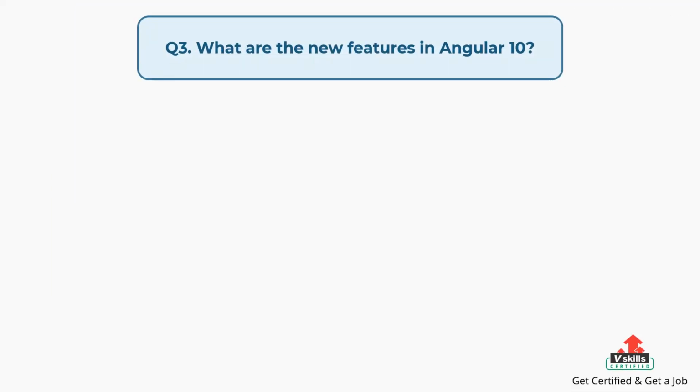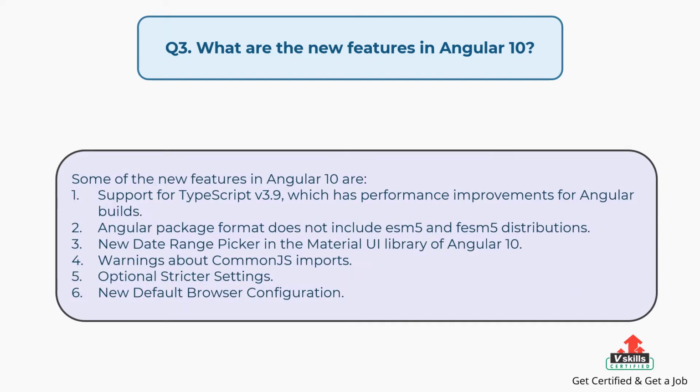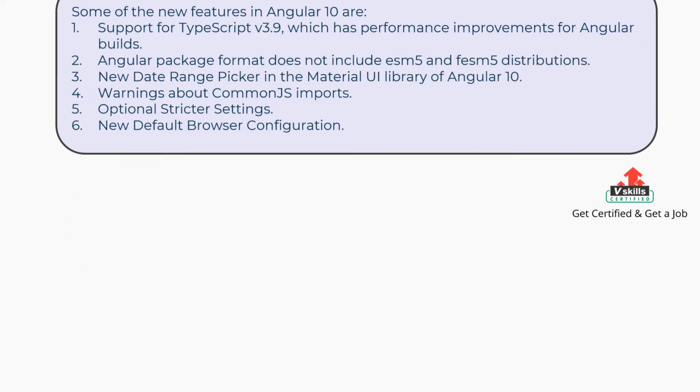Question number 3. What are the new features in Angular 10? The answer is, some of the new features in Angular 10 are: first, support for TypeScript v3.9, which has performance improvements for Angular builds. Second, the Angular package format does not include ESM5 and FESM5 distributions. Third, new date range picker in the Material UI library of Angular 10. Fourth, warnings about CommonJS imports. Fifth, optional stricter settings. Sixth, new default browser configuration.